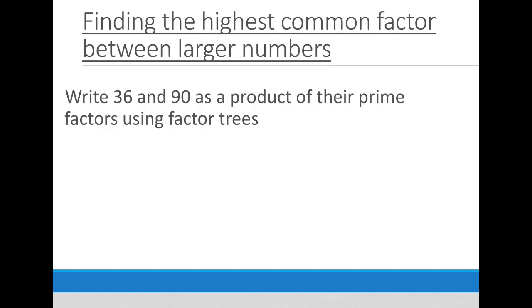And so I'd like you to write out the title, but also underneath put 36 and 90, and I would like you to do your factor trees, and I'd like you to write 36 and 90 as the product of prime factors, which is what we did as a bit of a refresh at the beginning of the lesson. So press pause, have a go. When you've done those, press play.